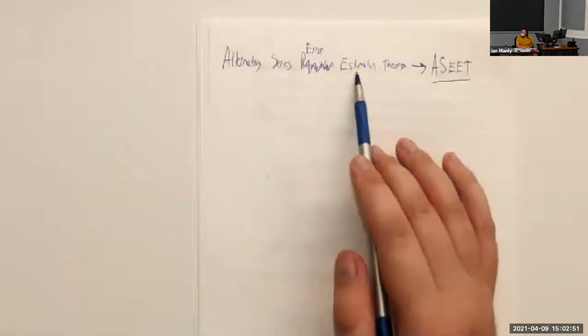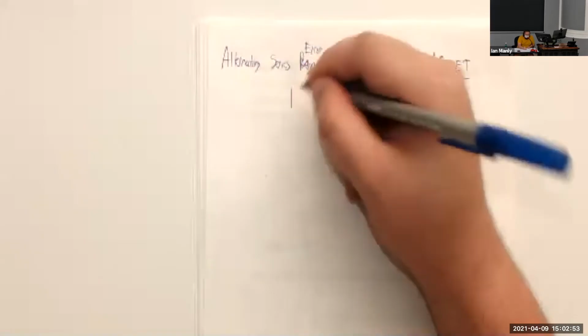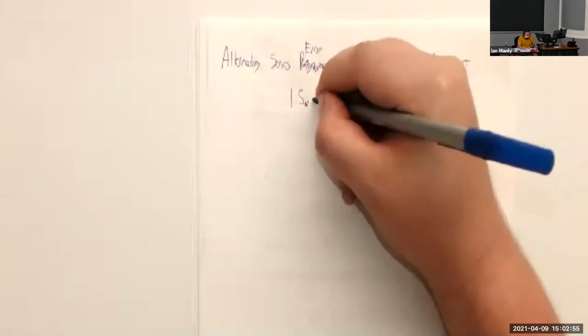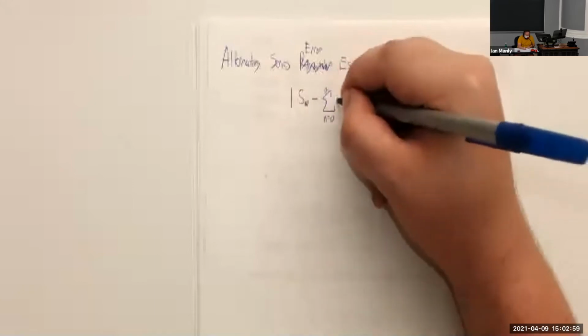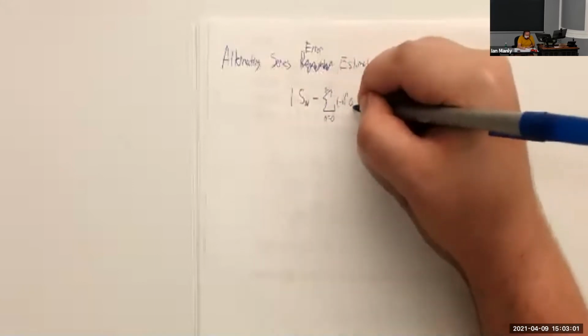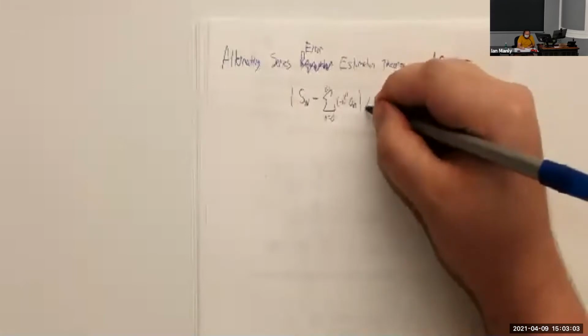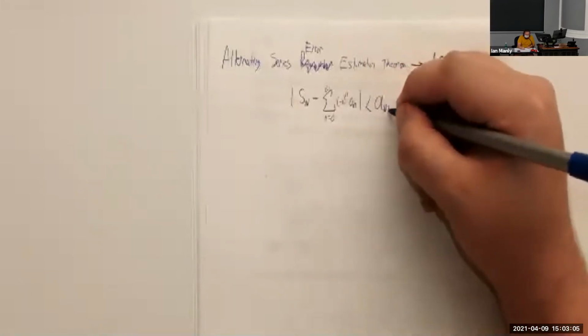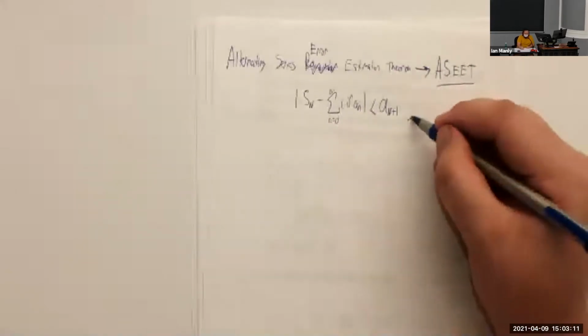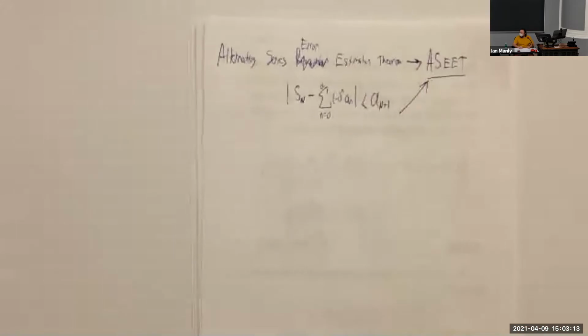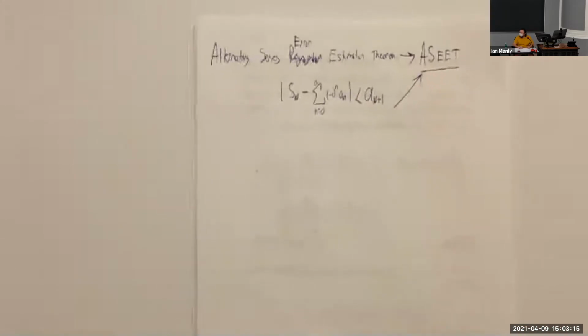And if you're wondering what that is, remember that's if we replace an alternating series with its nth partial sum instead, so we only sum up the first few terms, then the error is going to be less than the next term that we would have added up here. So that's what this is referring to. Now you may see it abbreviated as ASEET here.